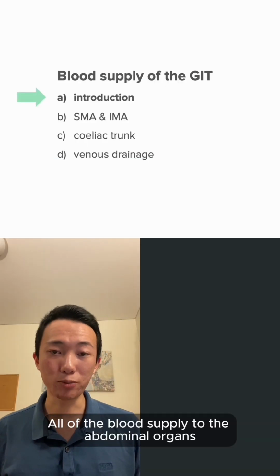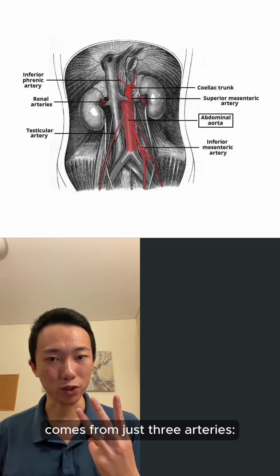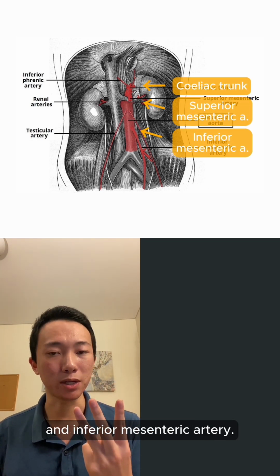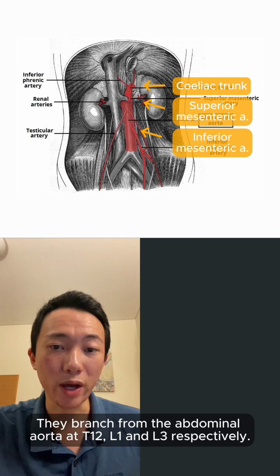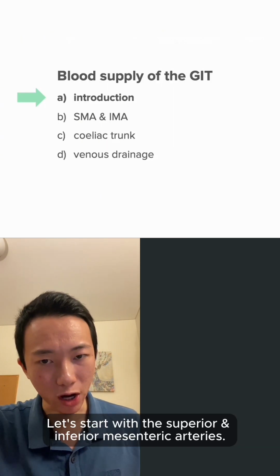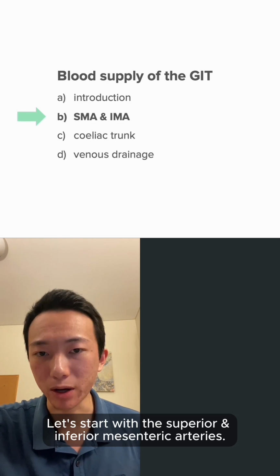All of the blood supply to the abdominal organs comes from just three arteries: the celiac trunk, superior mesenteric artery, and inferior mesenteric artery. They branch from the abdominal aorta at T12, L1, and L3 respectively. Let's start with the superior and inferior mesenteric arteries.